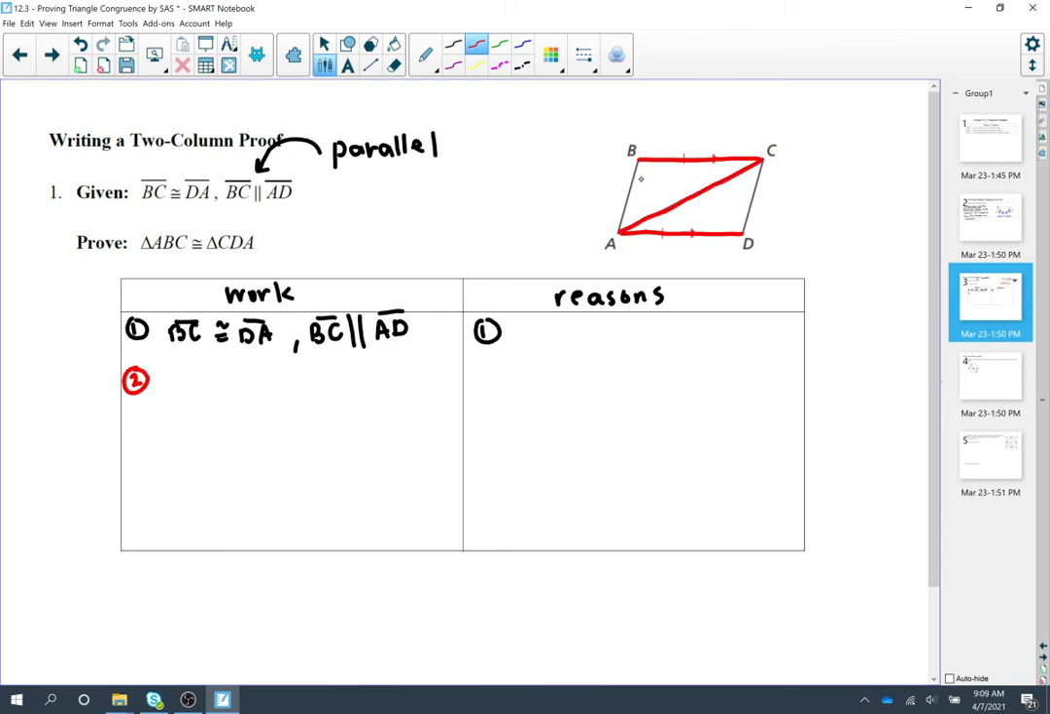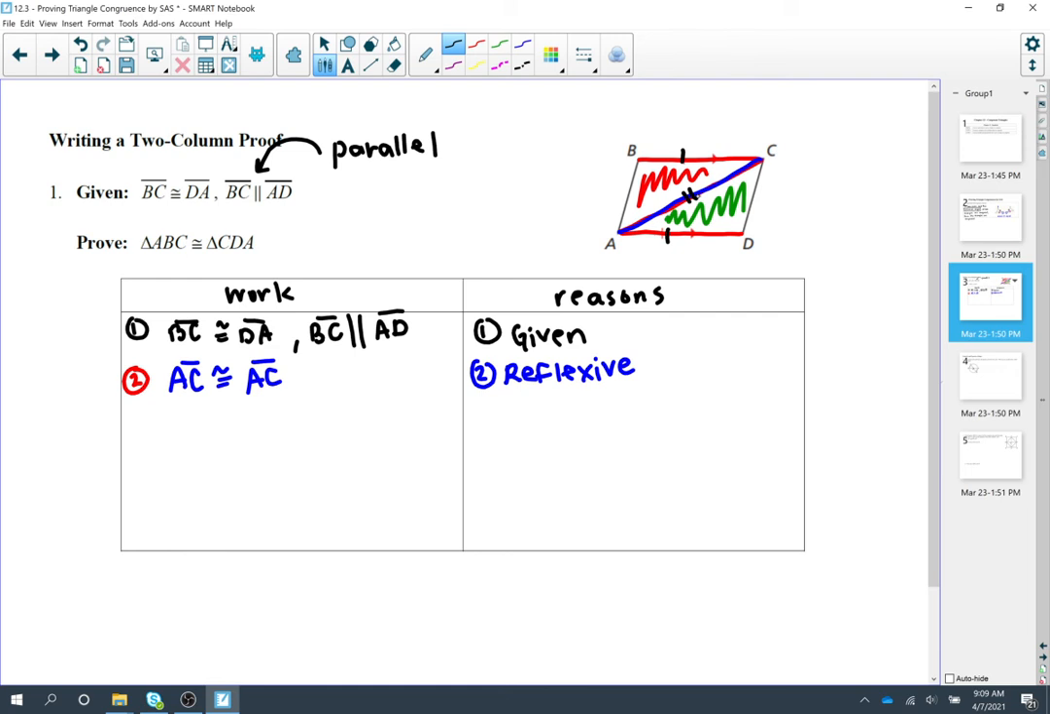Do you notice that both triangles, this triangle and this triangle, both share AC? So AC is congruent to AC, and that is your reflexive property. And then don't forget to go back and actually write given. So now I have a side and I have another side, which means I just need the included angle.